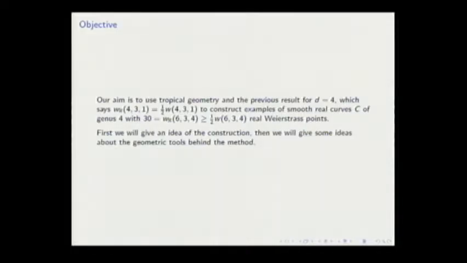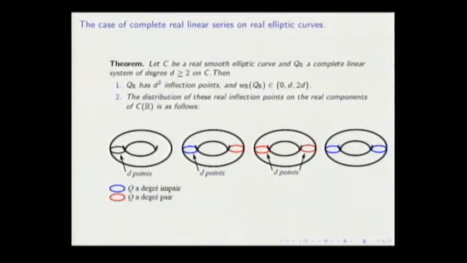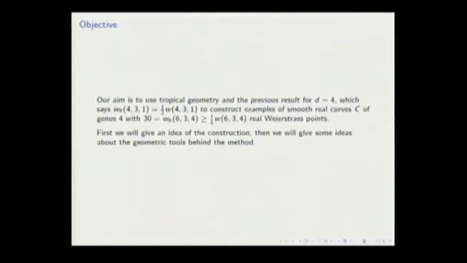And we want to use this result to construct a genus 4 curve with many inflection points. We already know that we cannot do better than 2D real points. So this is a general result for any complete linear series on any real elliptic curve. So I am going to give an idea of the construction, and finally I will talk about the philosophy behind that.